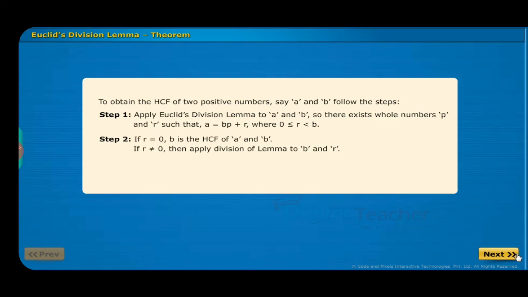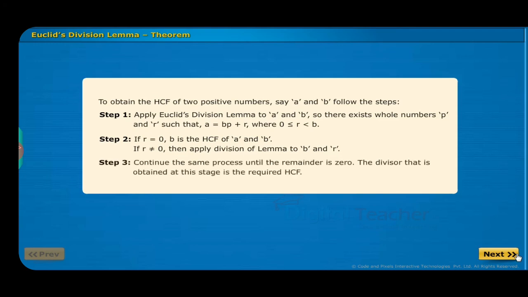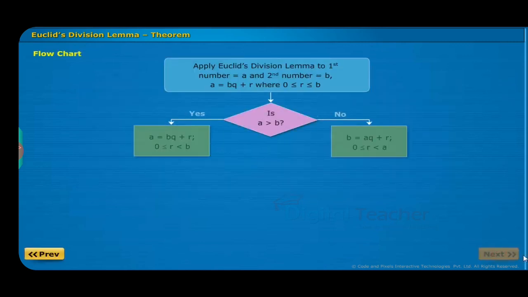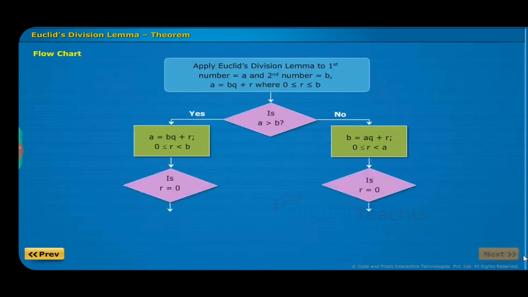If R is not equal to 0, then apply the division lemma to B and R. Step 3: Continue the same process until the remainder is 0. The divisor that is obtained at this stage is the required HCF. Flowchart: here, let us know sequentially in the flowchart the steps to find the HCF.